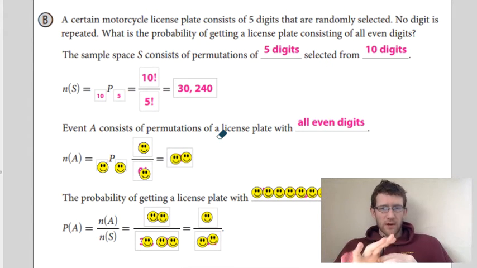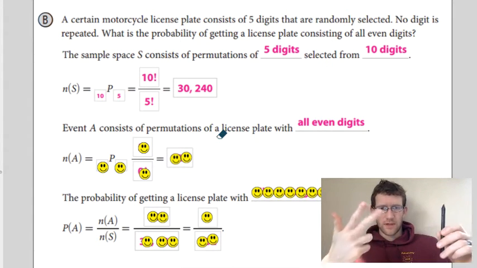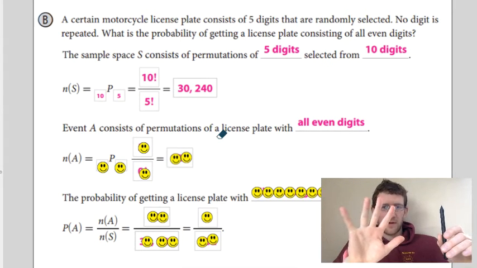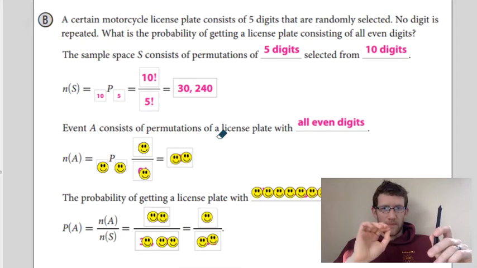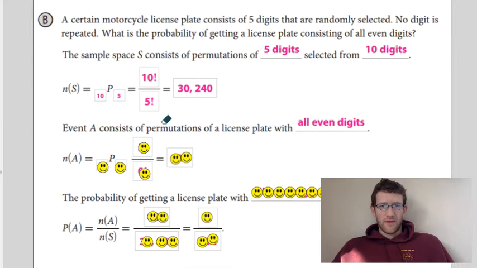How many even digits are there? Well, we're going to count 0. So that's 0, 2, 4, 6, 8. That's it. There's only 5. So we have to choose 5 out of those 5, right? There's no other, basically we're just reordering these 5, so that's 5 factorial, which is 120.